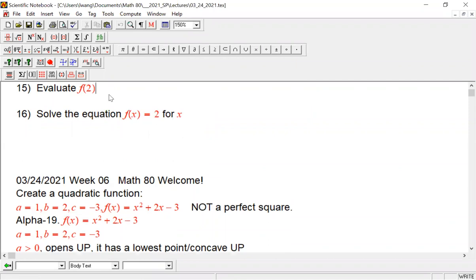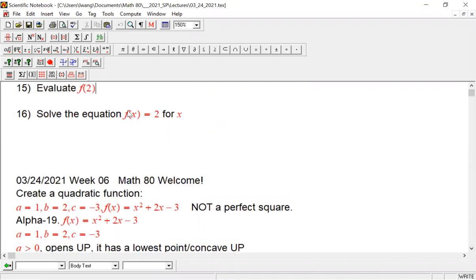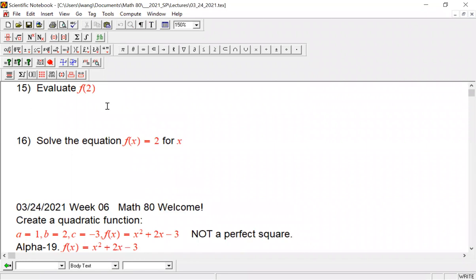So once again, what is the meaning? It's very similar to numbers 13 and 14, but this time I want you guys to be more involved in finding the solution. For f of 2, of course, we have this function. F of 2, we just simply plug in, the input was 2. And we calculate. It looks like we have 4 plus 4 minus 3, we have a 5.